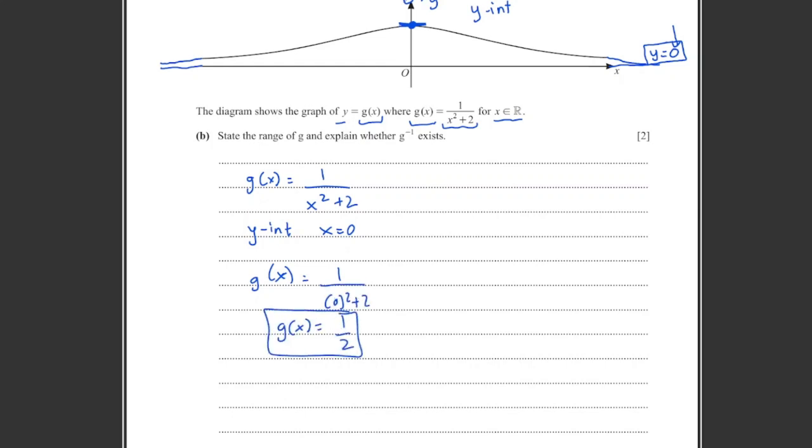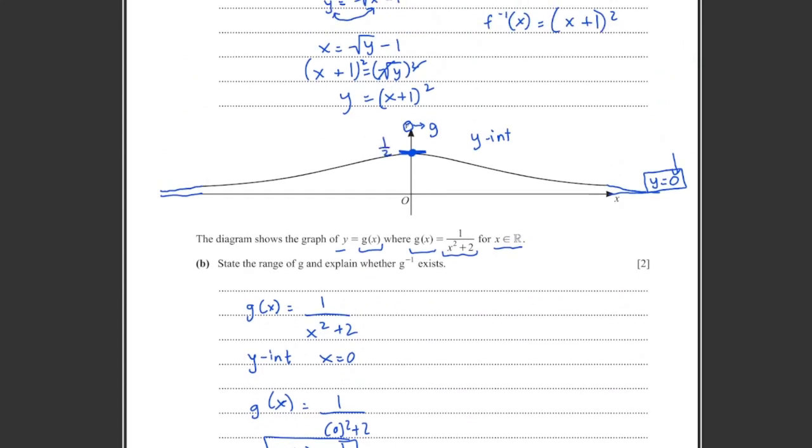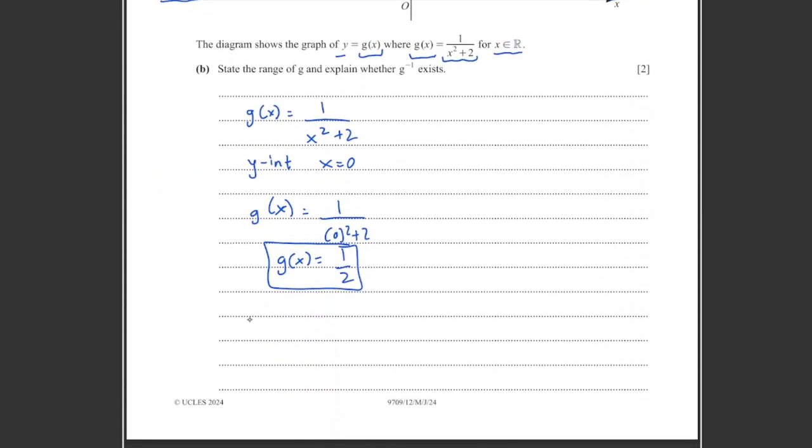So the highest possible value that we can have is actually 1 by 2. And then the lowest possible value we can have is 0. So the range is basically going to be, g of x is greater than 0, and it has to be smaller than or equal to 1 by 2.